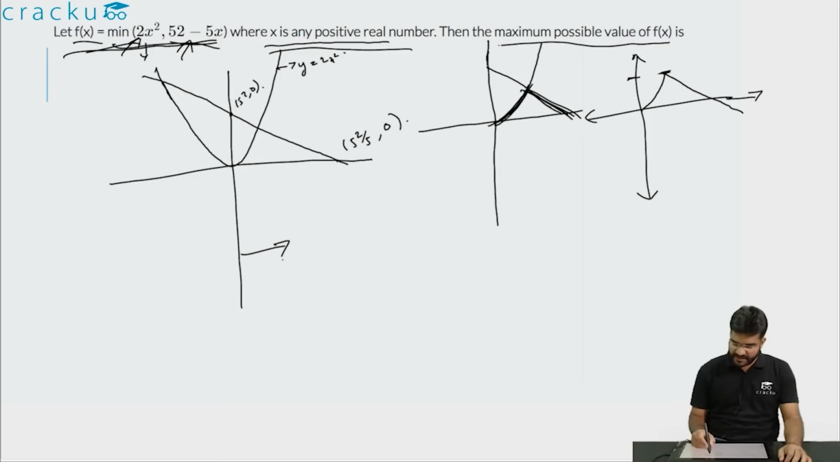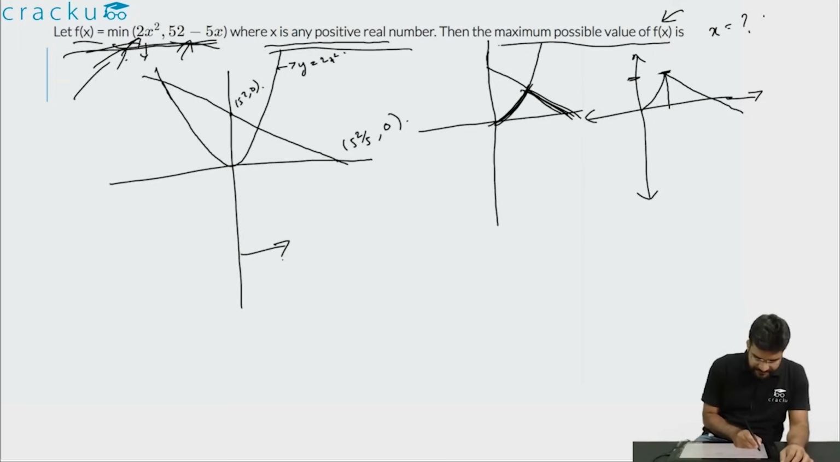Now in order to calculate the maximum possible value of f of x, we'll first find out at what point, that is at what value of x, these two curves intersect. Once we find out the value of x, we can easily calculate the value of f of x at that point. Now these two curves intersect when 2x square is equal to 52 minus 5x. That is 2x square plus 5x minus 52 is equal to 0.